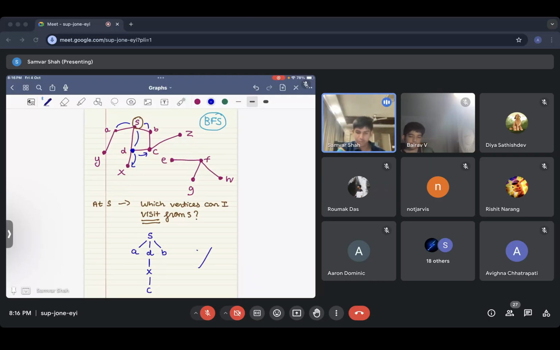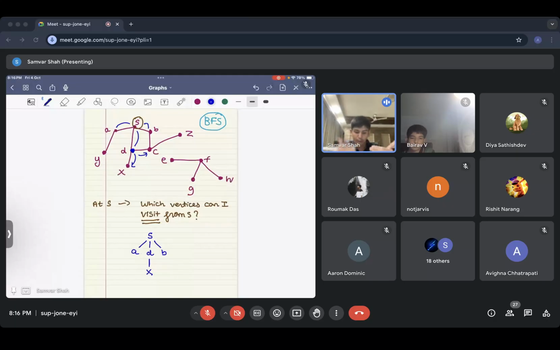This is not what BFS does. What BFS does is, wait, I can go from D to X, that's cool. But there are still these two vertices which I have not checked. What about B and what about A? So what BFS does is, it says, okay, I can go from D to X. Now let me wait. I have found one path forward from D.